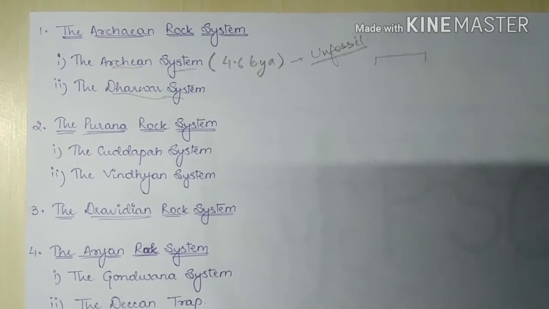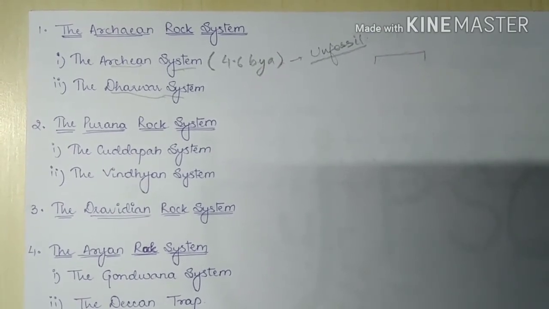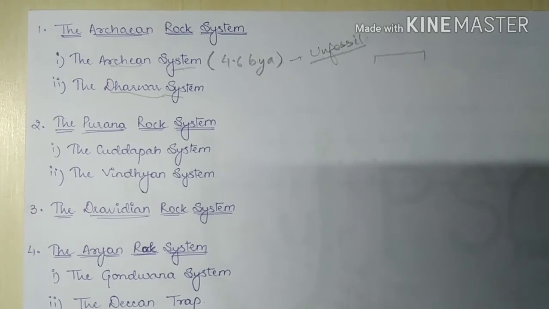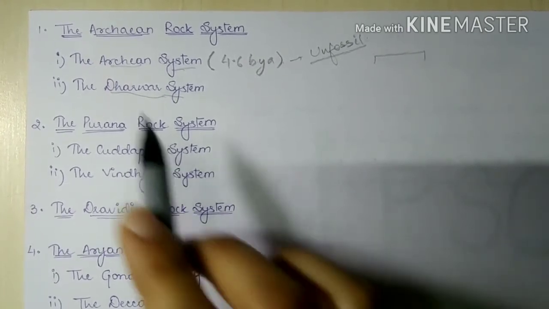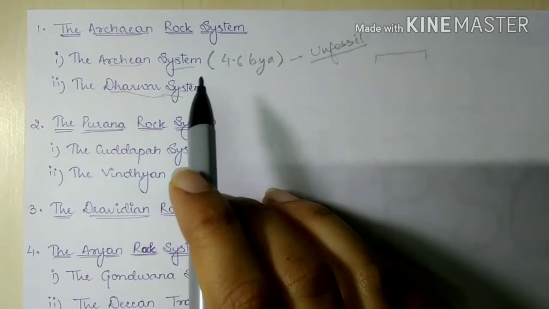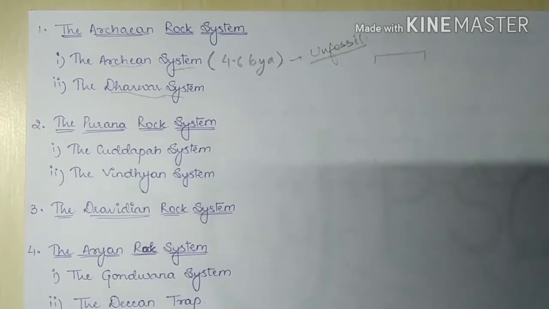Now, one of the most ancient old fold mountains that we have, that is the Aravallis. The Aravallis are formed on these Dharwar systems. They are found in the interior and exterior peninsula, and they occur basically in scattered patches.